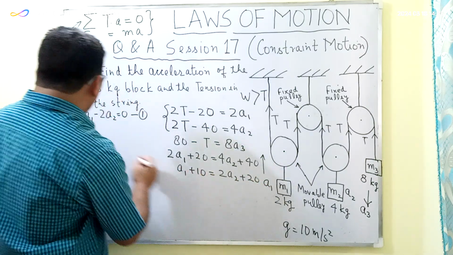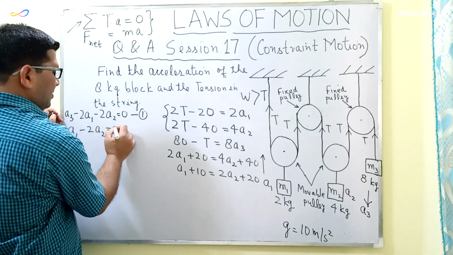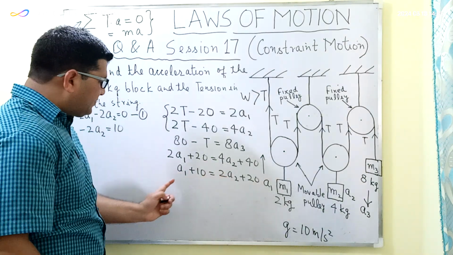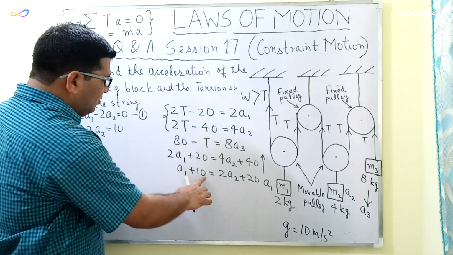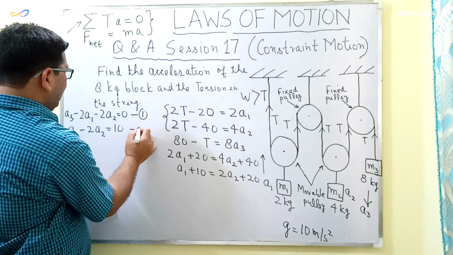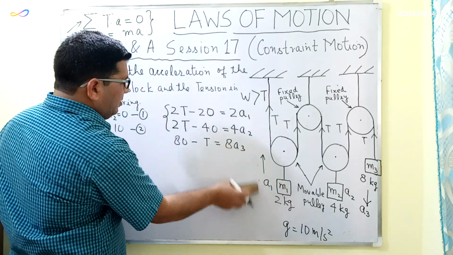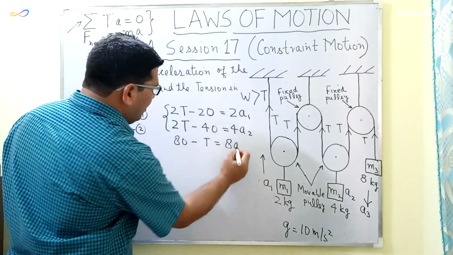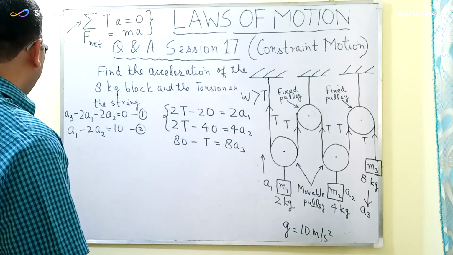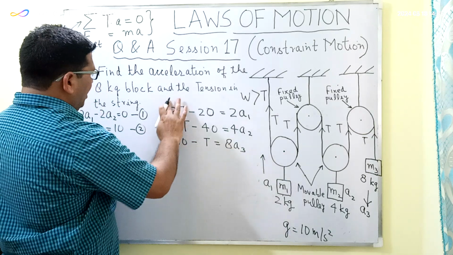Or we can say that A1 minus 2A2 is equal to 10. I will be taking this 2A2 on the left side, so A1 minus 2A2 is equal to, 10 will go on the right side, 20 minus 10, which is equal to 10. So this is the second equation now.